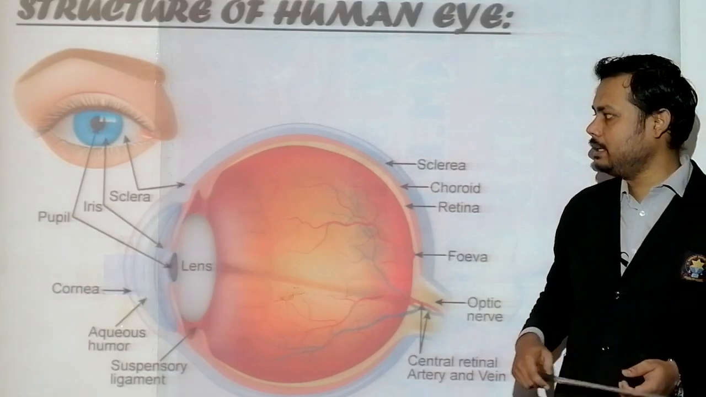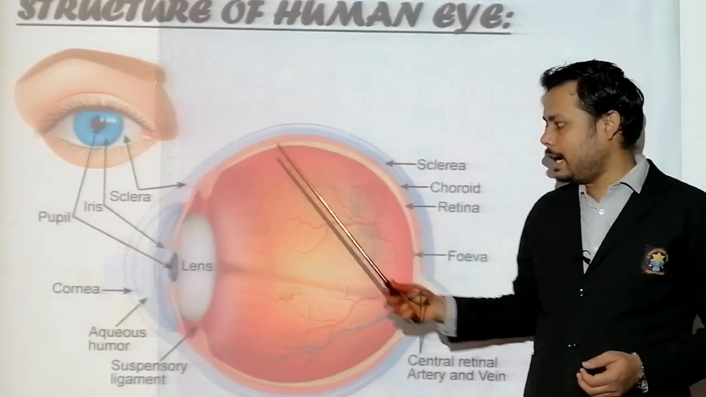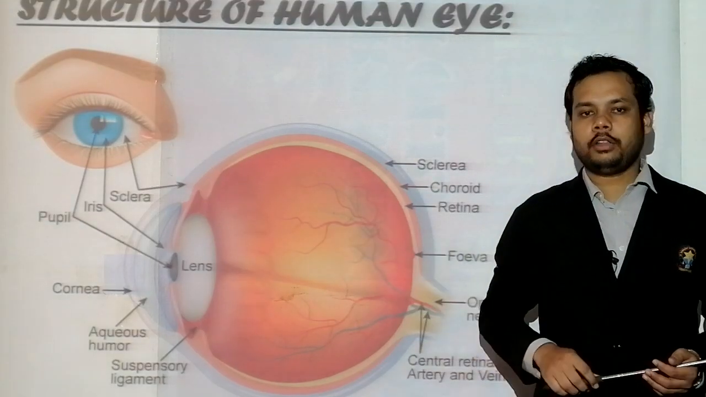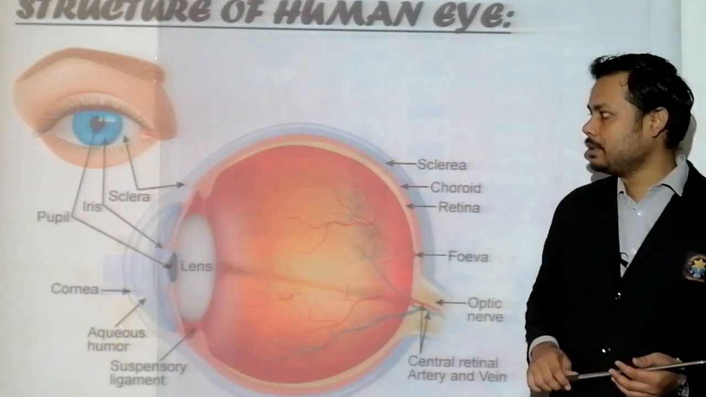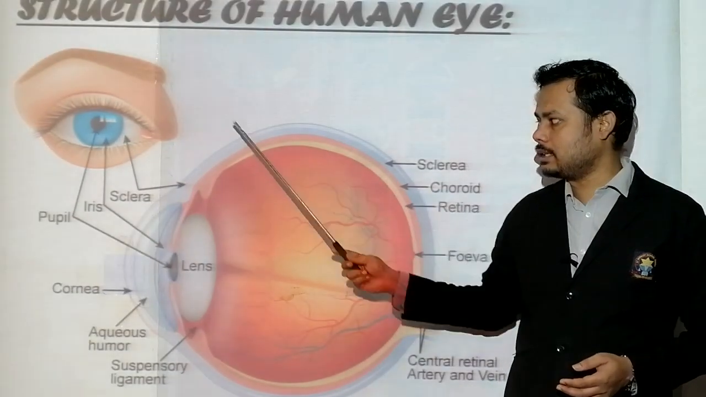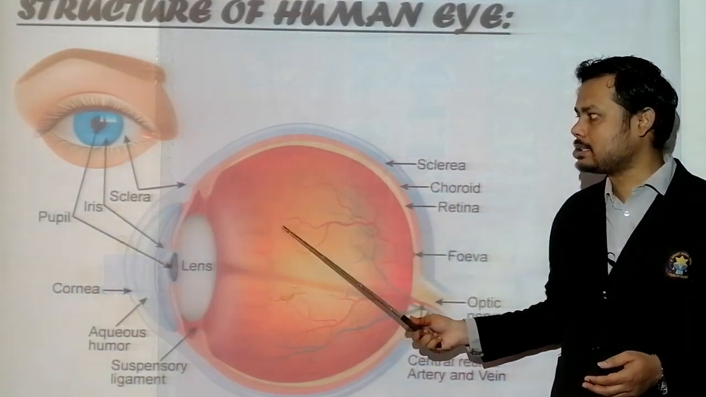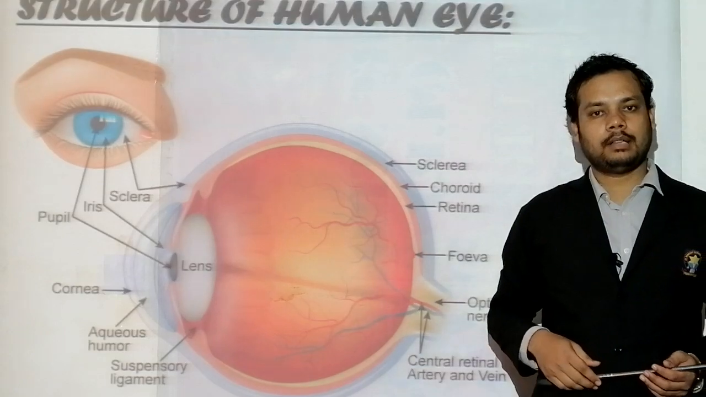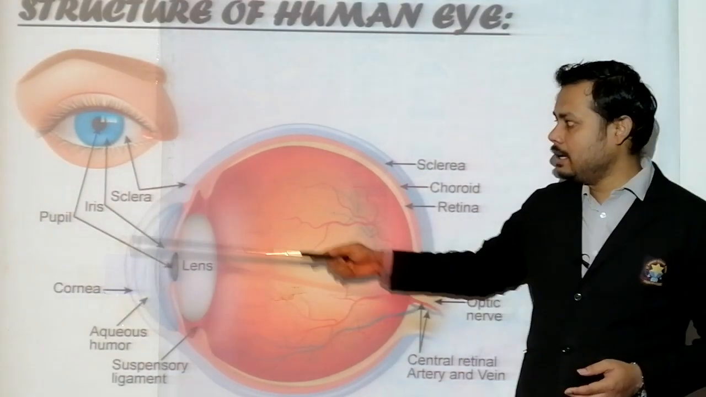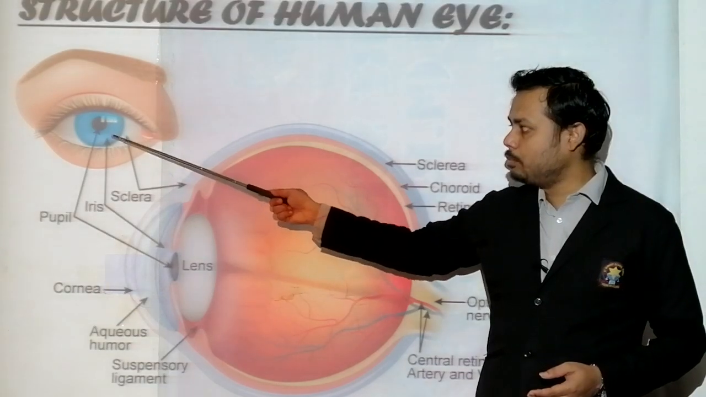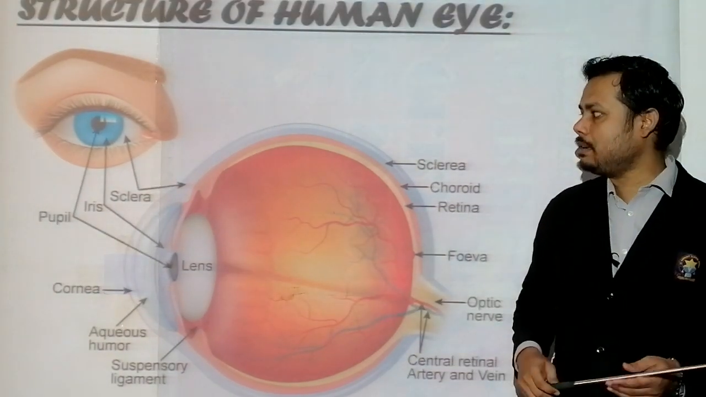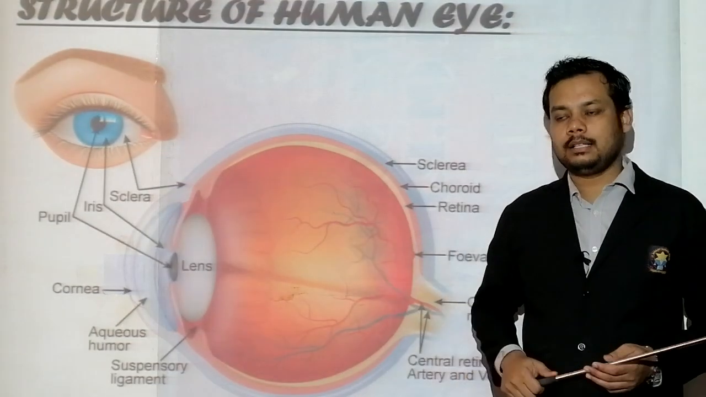As we see here, there is a side view of the human eye and a front view of the human eye. From an anatomical perspective, the human eye is differentiated into two structures, external structure and internal structure. Whatever structure is visible to us is considered the external structure. In this diagram, the white part, the blue part and the black hole part are visible, so that's why it is considered the external structure.